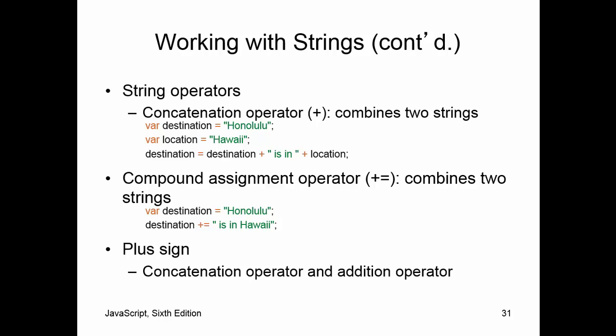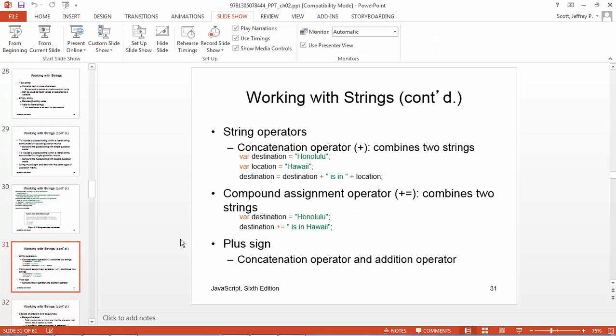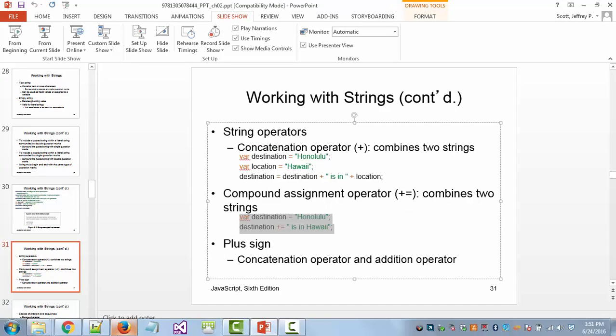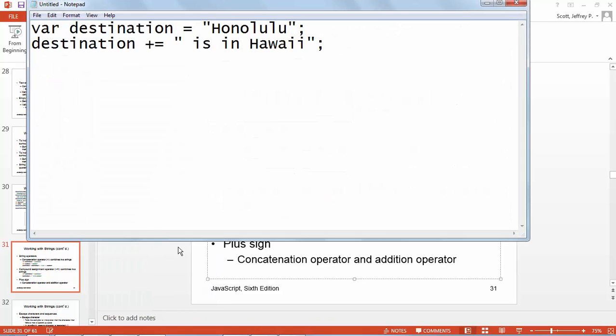There's also something called plus equal that you can use. So notice what we have here. Var destination equal Honolulu. Then we've got destination plus equal is in Hawaii. Well, let's look at that one in a little bit more depth. So I'm going to grab that code that's right there, copy it to the clipboard, and just bring it up in regular Notepad so it looks like this.